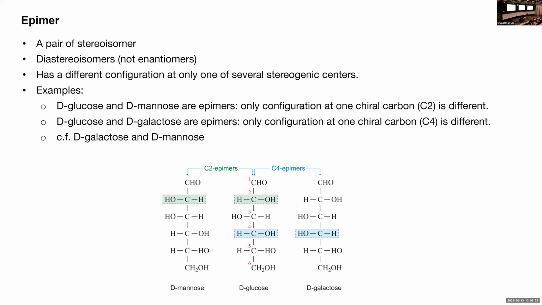That's correct, because they have different configurations at two carbons at the same time. So they are not epimers. For epimers, there has to be only one stereogenic center that has a different configuration. Make sense? So you got it right.